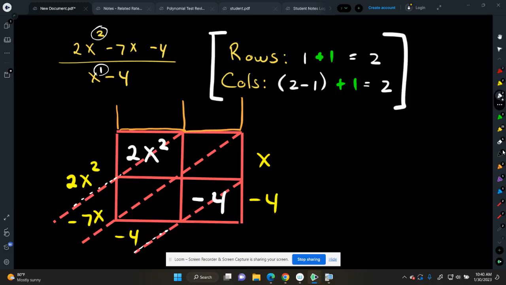Can I see the problem? It's in your note packet. It's number 6 on the homework. It's number 6 in the homework. Yep.